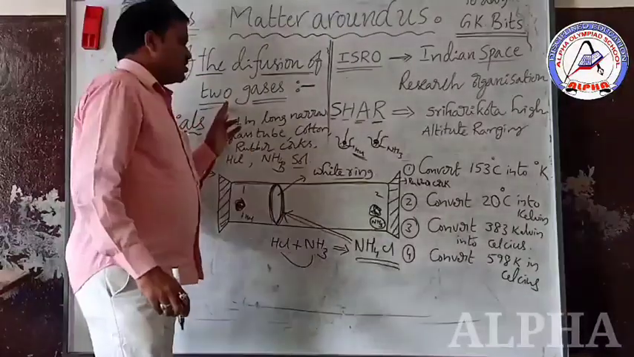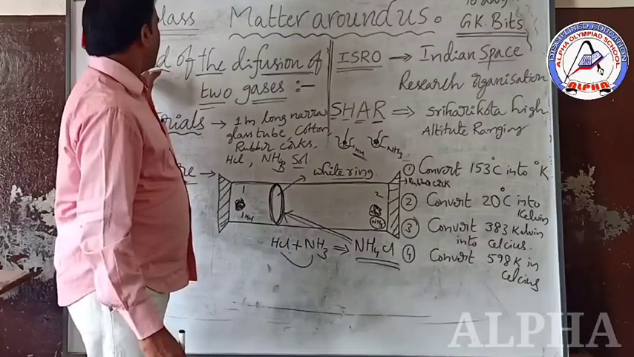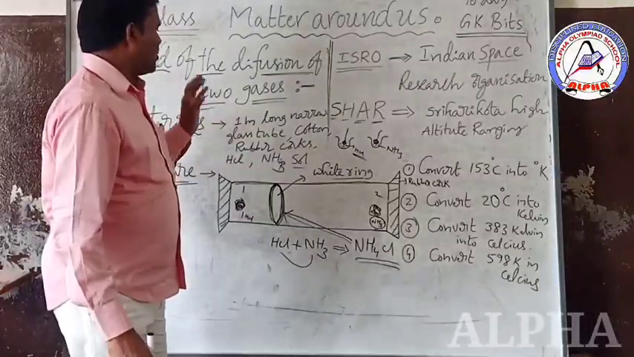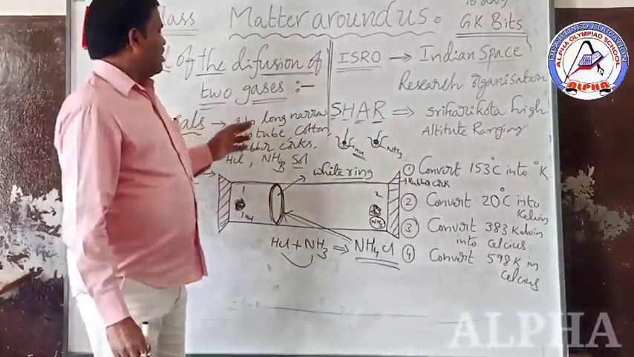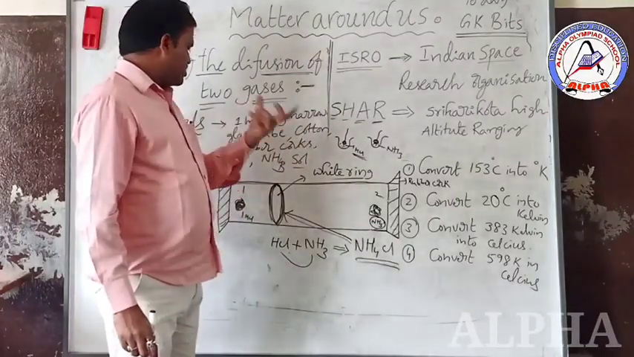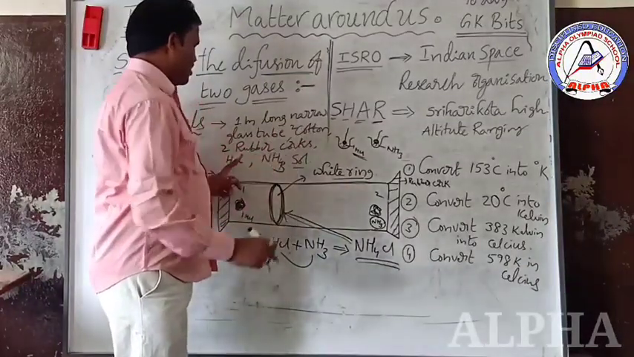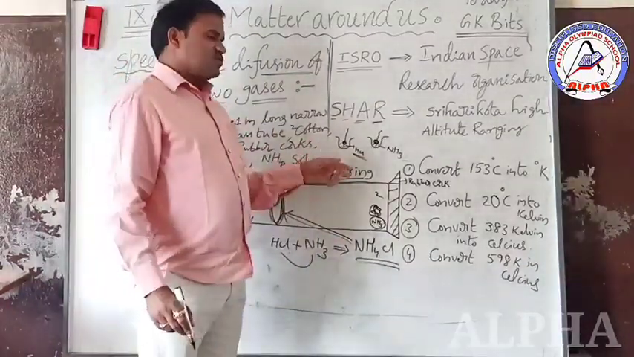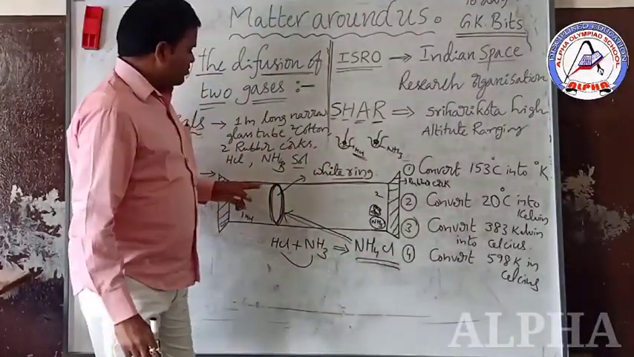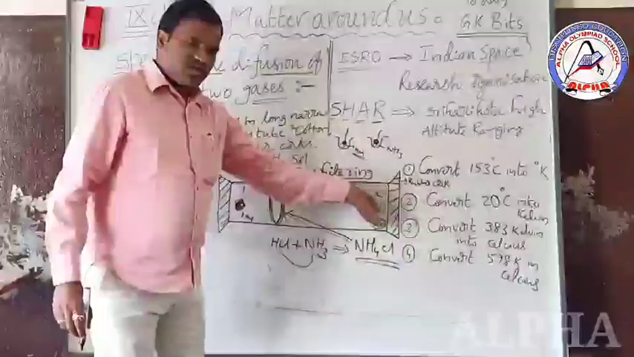Once again, the materials required for this activity. What is the activity? To observe the speed of the diffusion of two gases. What materials will be required? A 1 meter long narrow glass tube, 2 cotton plugs or cotton pieces, 2 rubber corks, HCl solution and ammonia solution. Procedure: first, take a 1 meter long narrow glass tube.